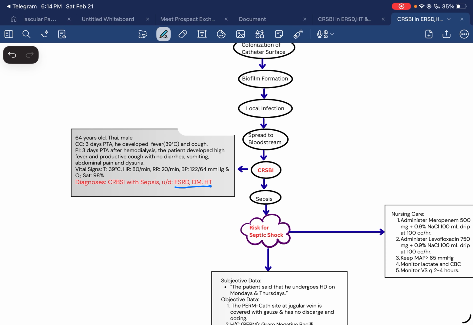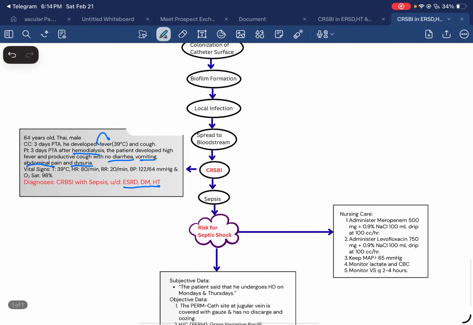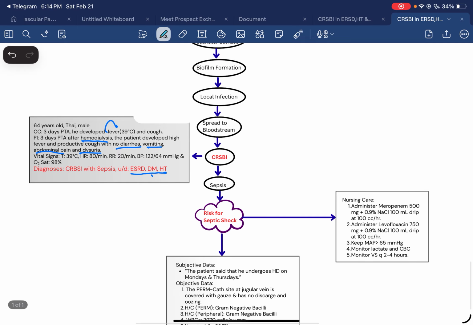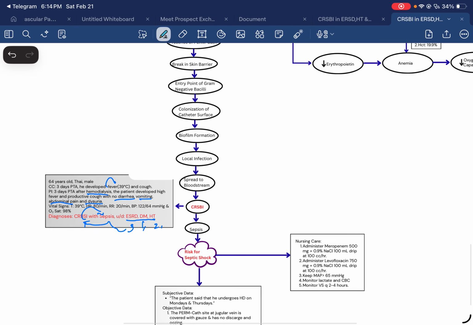64 years old and he came to hospital for hemodialysis, and after hemodialysis he developed high fever around 39 degrees Celsius. After hemodialysis he has productive cough with no diarrhea, vomiting, abdominal pain and dysuria. So let's go through the pathway of DM first, hypertension, and then ESRD, and then CRBSI, and last sepsis.